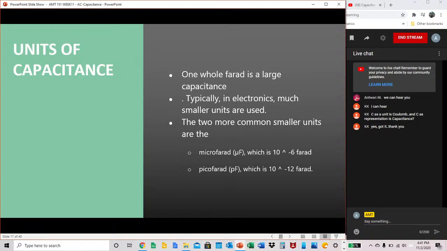Typically in electronics, much smaller units are used. The 2 most common smaller units when we're talking about capacitance are your microfarad, which is 10 to the negative 6 farad, and the picofarad, which is 10 to the power of negative 12 farads. So these are the more common units of measurement that you're going to see when we're talking about capacitance. You're going to see microfarad and picofarad.